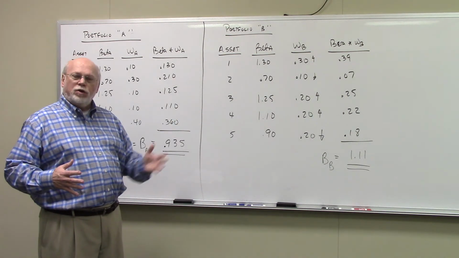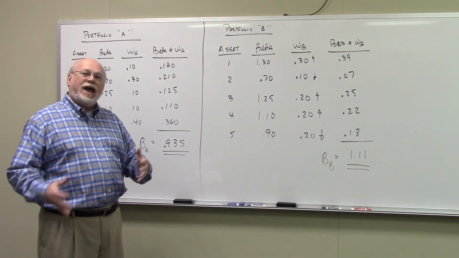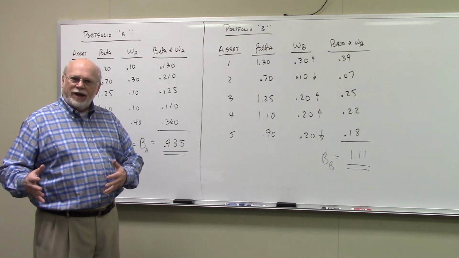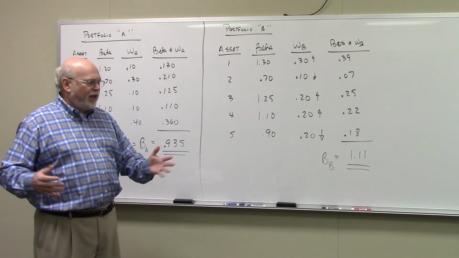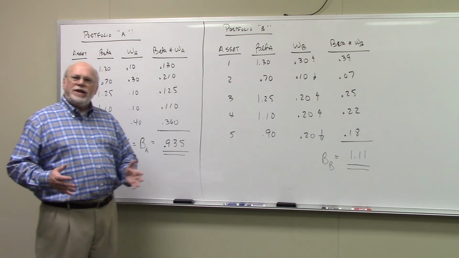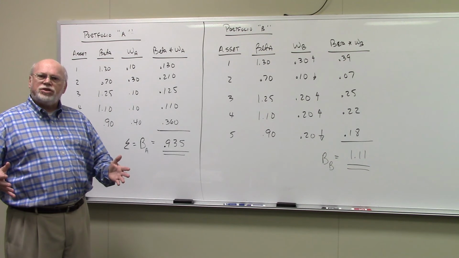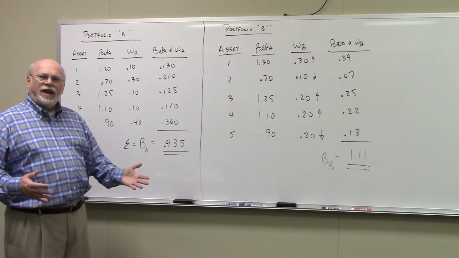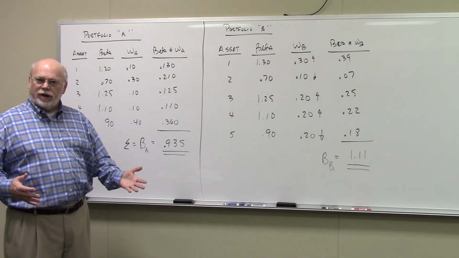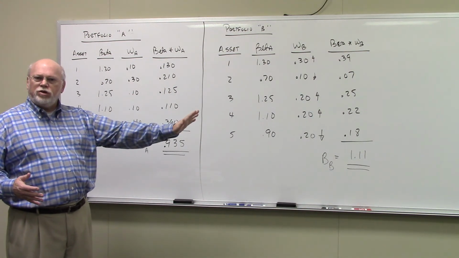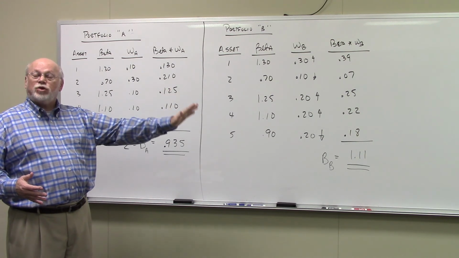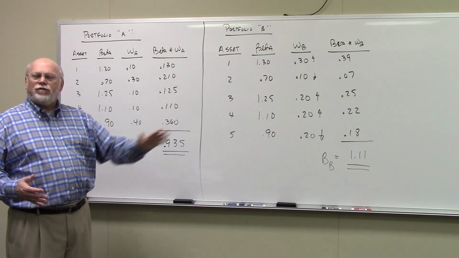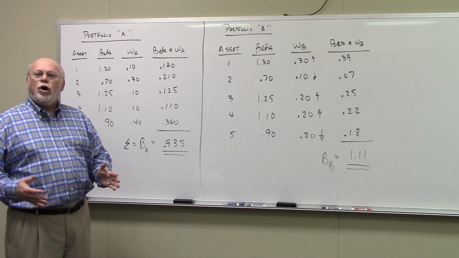That's what this portfolio is offering to you, because they're moving out of the low beta assets and into the high beta assets. The result of that now is that portfolio B takes on 111% of the risk of the market, whereas portfolio A only took on 93.5% of the risk of the market. So clearly, what do you say about portfolio B? It's a riskier portfolio, and if they're right and the market goes up, this portfolio should give you much more return.